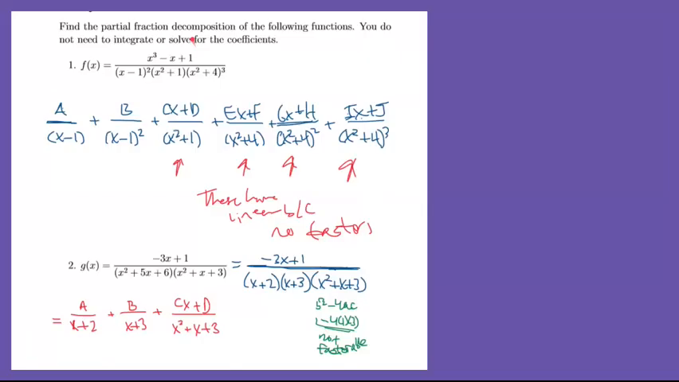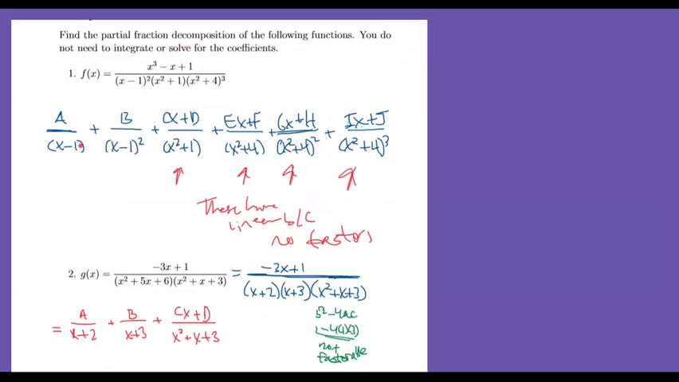Okay, this might look a little bit overwhelming. A problem like this you would never actually have to solve, but you may be asked to set up partial fractions for something like this. You might be thinking, what is all this? Why are there so many? Why is there Cx plus D?